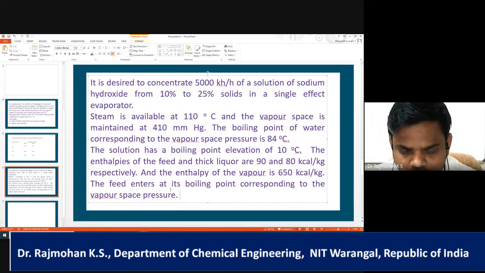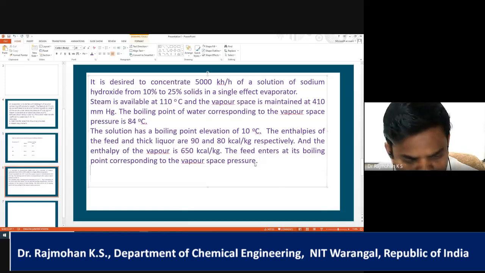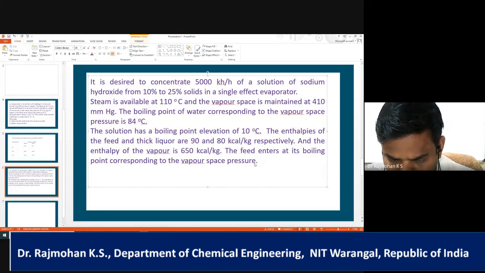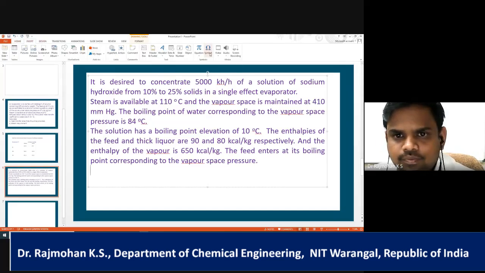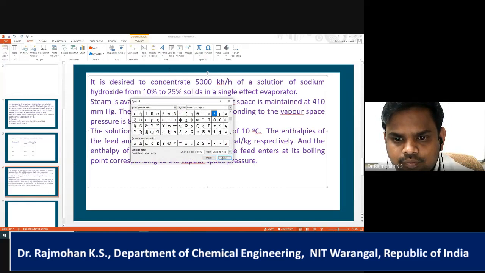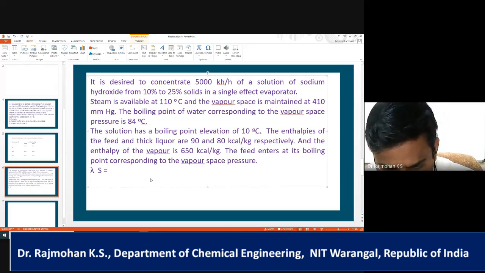The feed enters at its boiling point corresponding to the vapor space pressure, and it is given lambda s. Okay, lambda s is equal to 534 kilocalorie per kg.